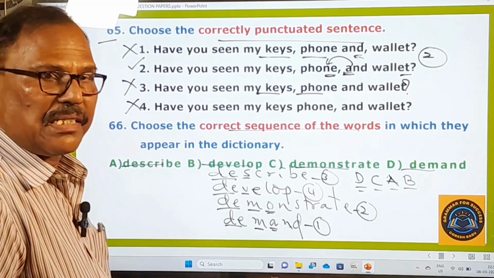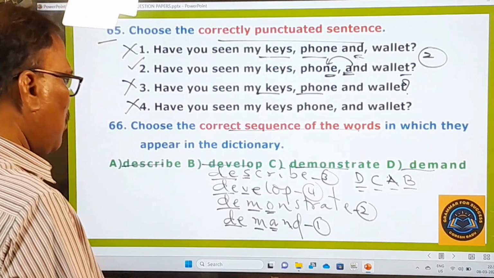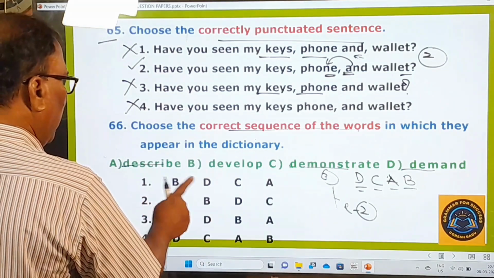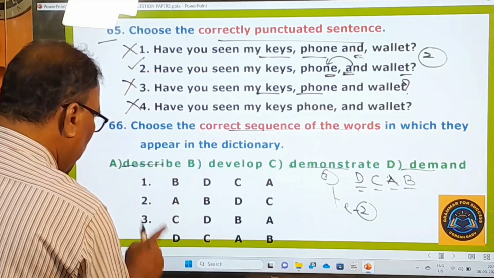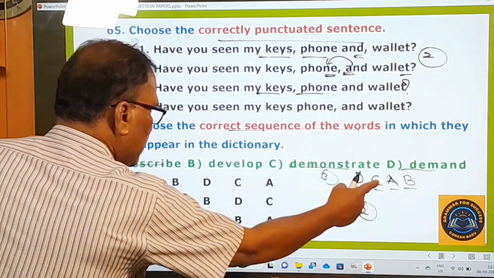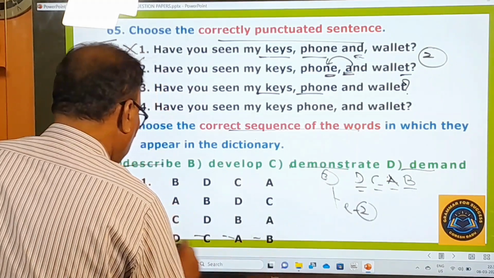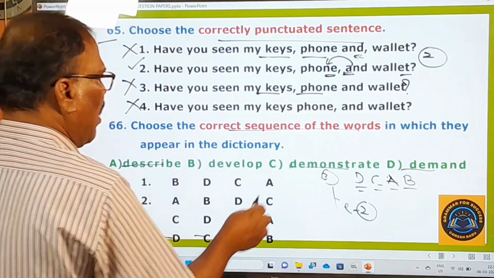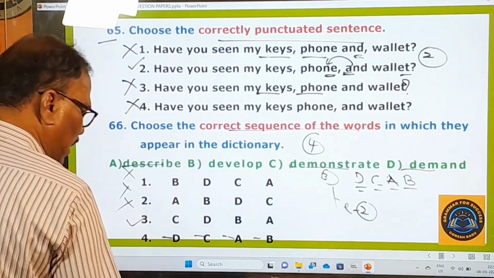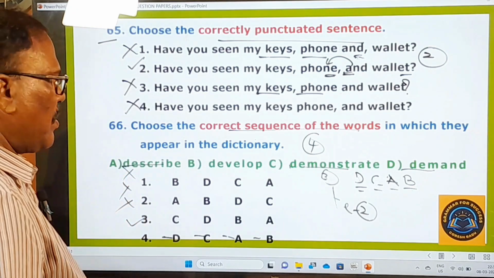Okay, and now let us check the options given and choose the answer. So here you see that the first one is the D. D means here only D is there. D, C, A, B. D, C, A, B. So this fourth one is going to be your answer. Okay, right. And all others are wrong. Okay, and now let's move on to other questions.